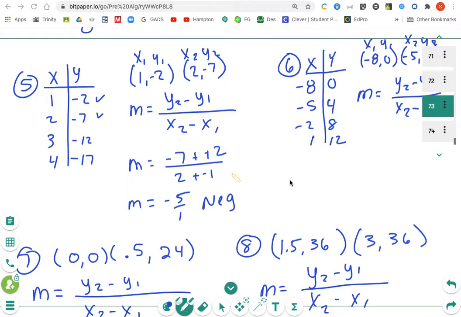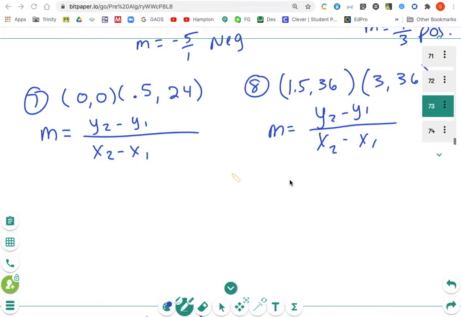For number 6, I'm going to use the first two ordered pairs. M equals y2 minus y1 over x2 minus x1. Now I'm going to do my substitution step. 4 minus 0 over -5 minus -8. Keep, change, change, keep, change, change. So I'm going to have m is equal to 4/3, which is positive.